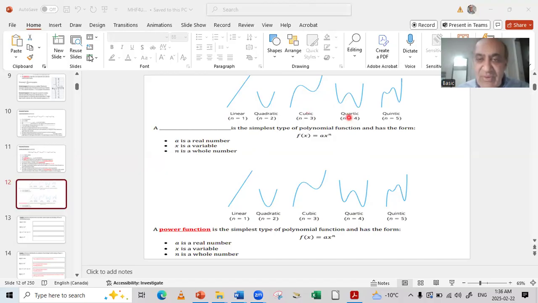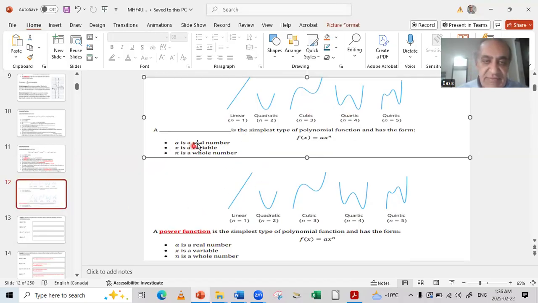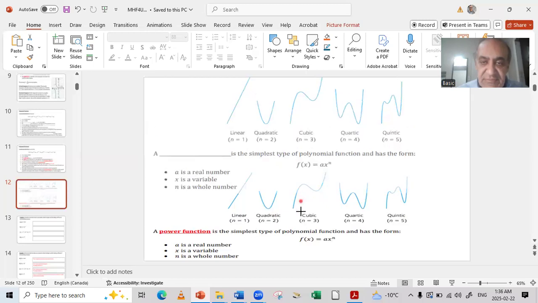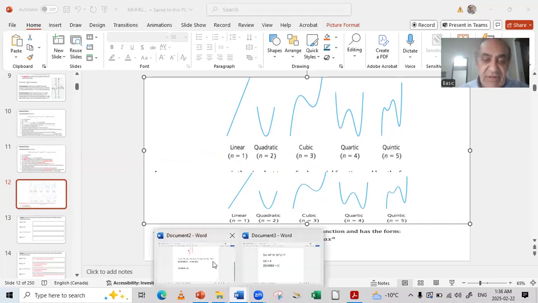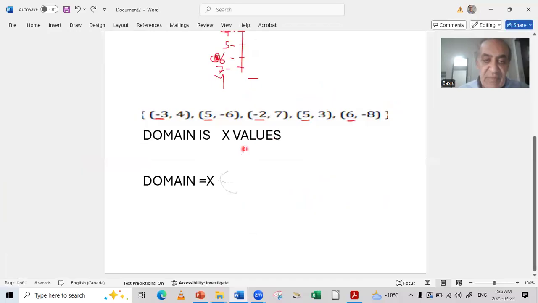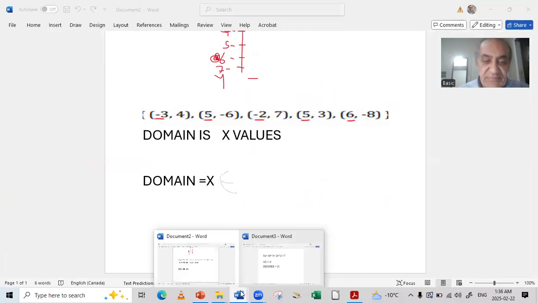How will I know about this? If I enlarge this figure just now, and I just want to see, so n equals 1 as an example. When the power is 1, as an example, it was 3x plus 7 like this. Let's say I have a function like this right now.